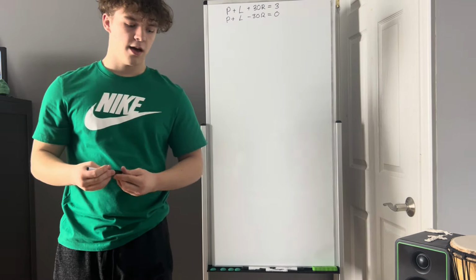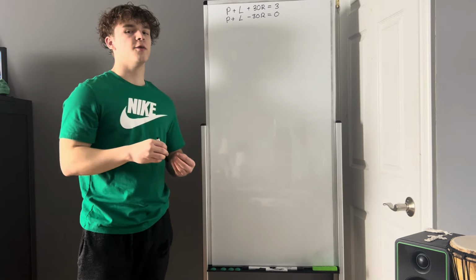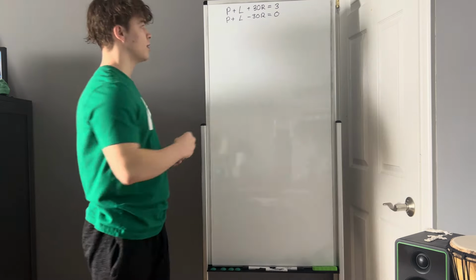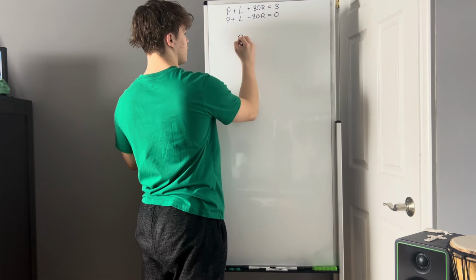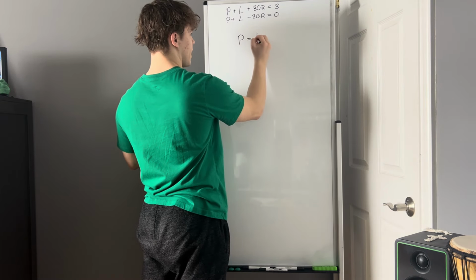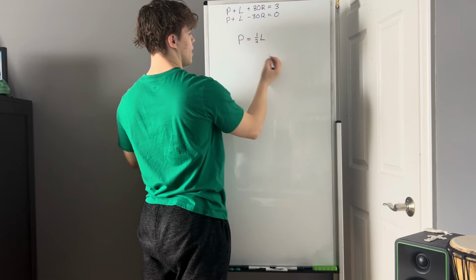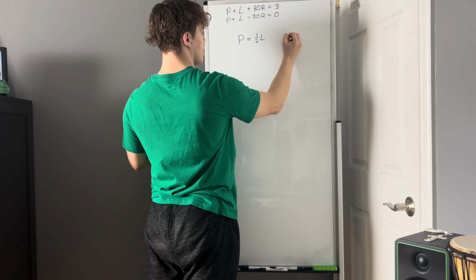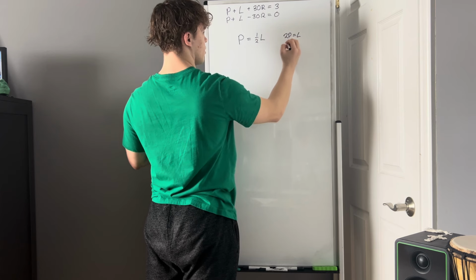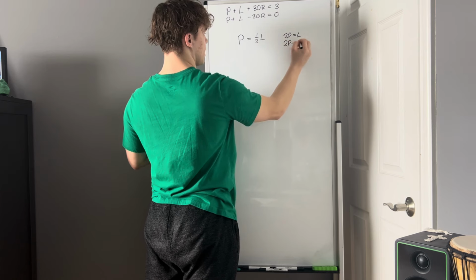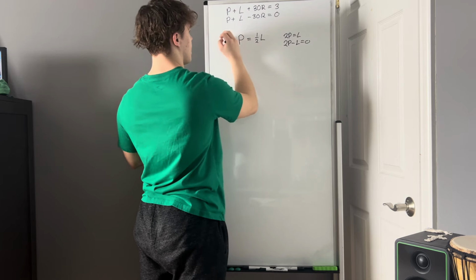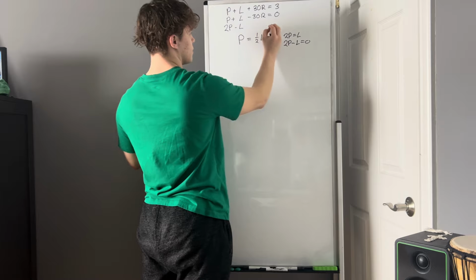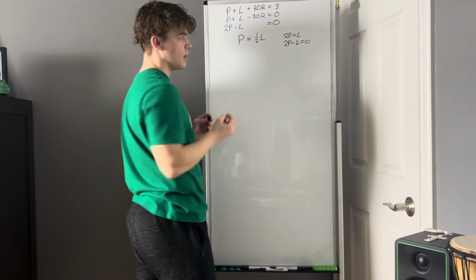Lastly, they want the pool to be half the price of the lobby. So the price of the pool is 1/2 of the lobby. I'm going to rearrange this. 2P equals L, or 2P minus L equals 0. We'll put that here. 2P minus L, we'll leave some space because we don't have an R in this one, equals 0.